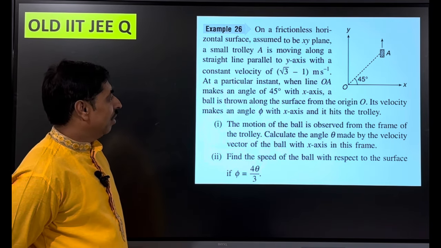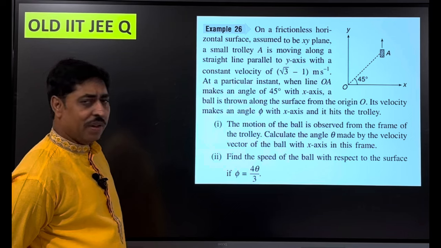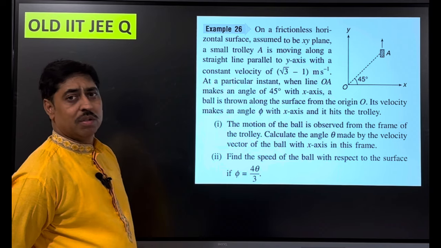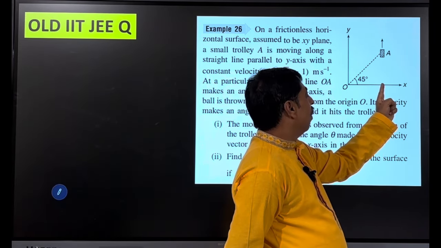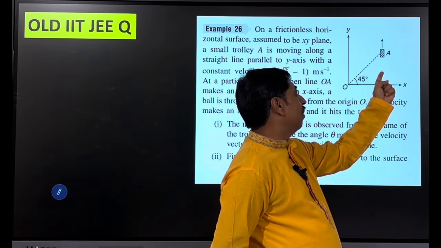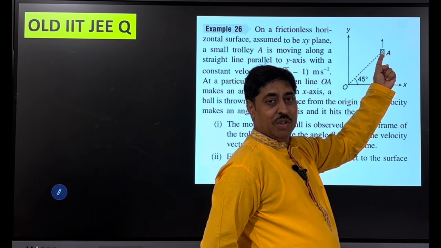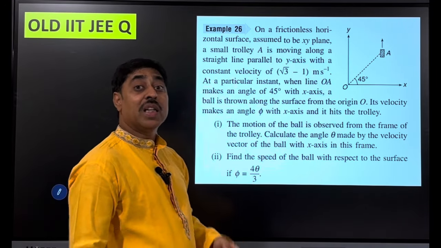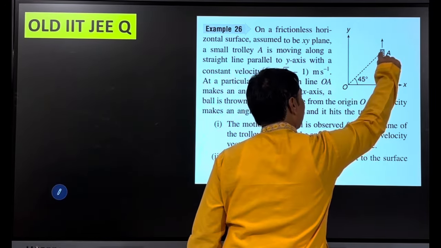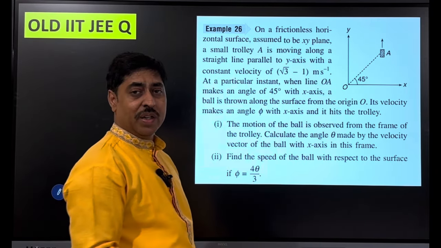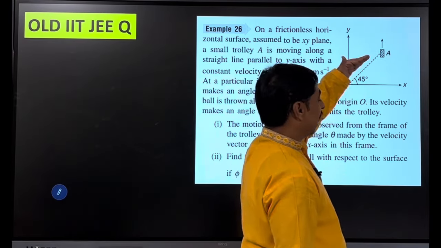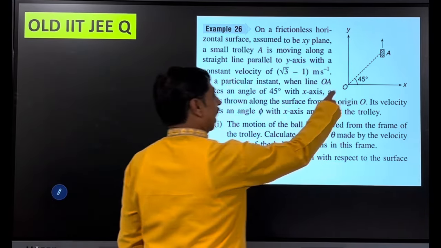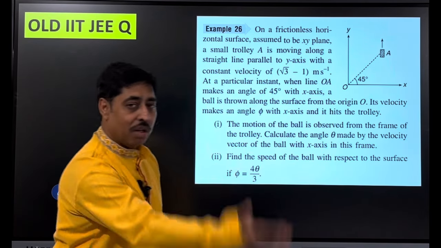At a particular instant, when line OA makes an angle of 45 degrees with the x-axis, a ball is thrown along the surface from the origin O. The trolley is traveling along in the direction of the y-axis. It is parallel to the y-axis, the direction of motion. It is moving with a constant speed of root 3 minus 1 meter per second. At the instant when the position vector of the trolley makes an angle of 45 degrees with the x-axis, when this line OA is inclined at 45 degrees to the x-axis, at that instant someone standing here rolls a ball along the floor.